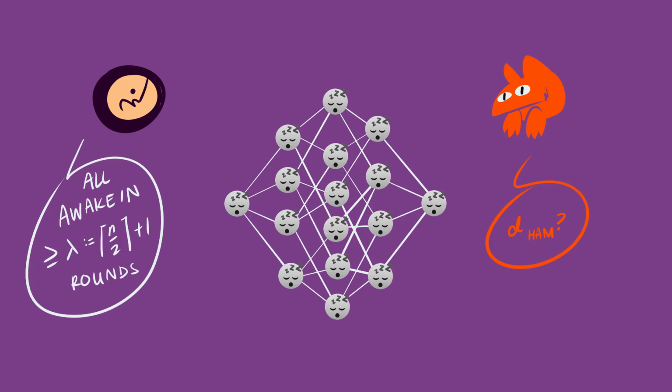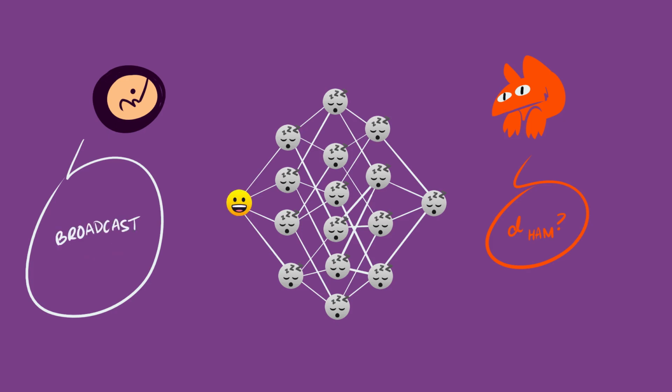Yes, how might the Hamming distance between the waking and sleeping nodes play a role? Well, whenever a node is awake, it broadcasts its wakeful state to all of its neighbors. Generally, all nodes at Hamming distance k away will wake up in at most k rounds, but we can also think of this from the perspective of the sleeping nodes. If any one of their neighbors wake up, then they must also wake up in the next round.